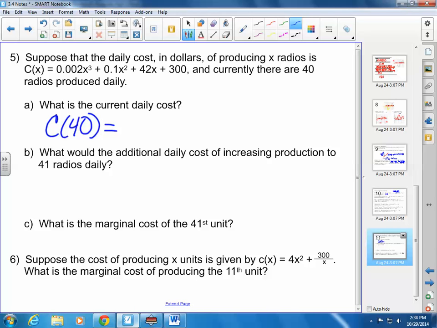What do you get? Alright. What would be the additional daily cost of increasing production to 41 radios daily? That should say additional daily cost, that'd probably make more sense. So what would you do there?